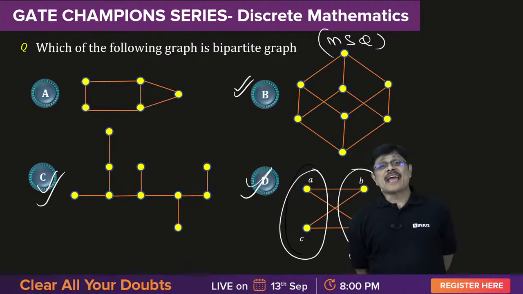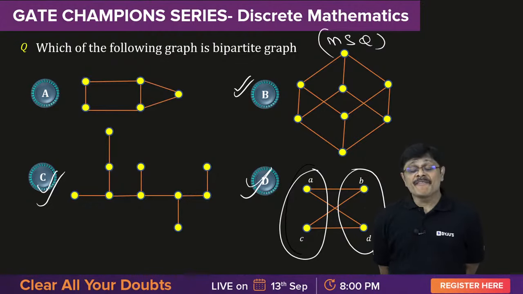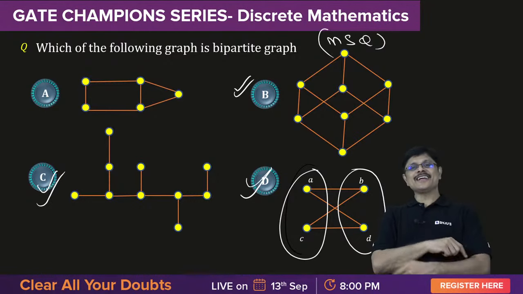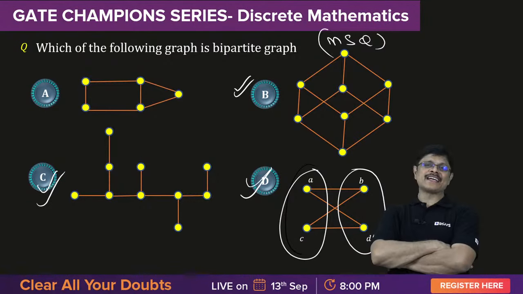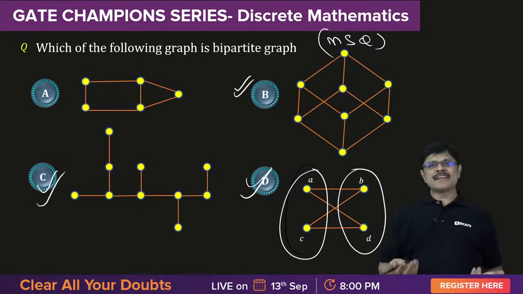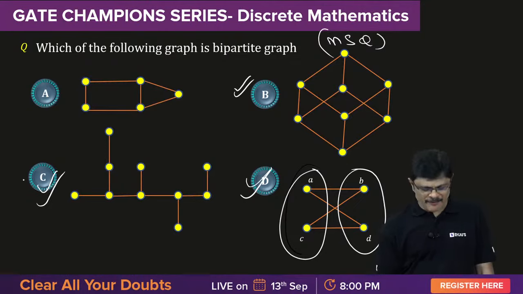The idea is that in a bipartite graph, every cycle is an even cycle. So in a tree, every cycle is a zero cycle. Zero means even, because there are no cycles. Every cycle is a zero cycle, therefore it is a bipartite graph. Here this is having an odd cycle, so it is wrong.